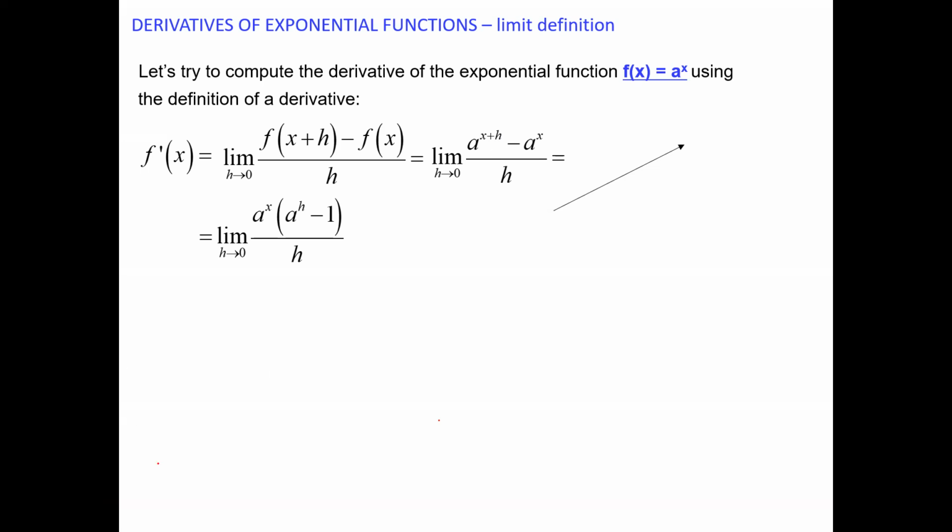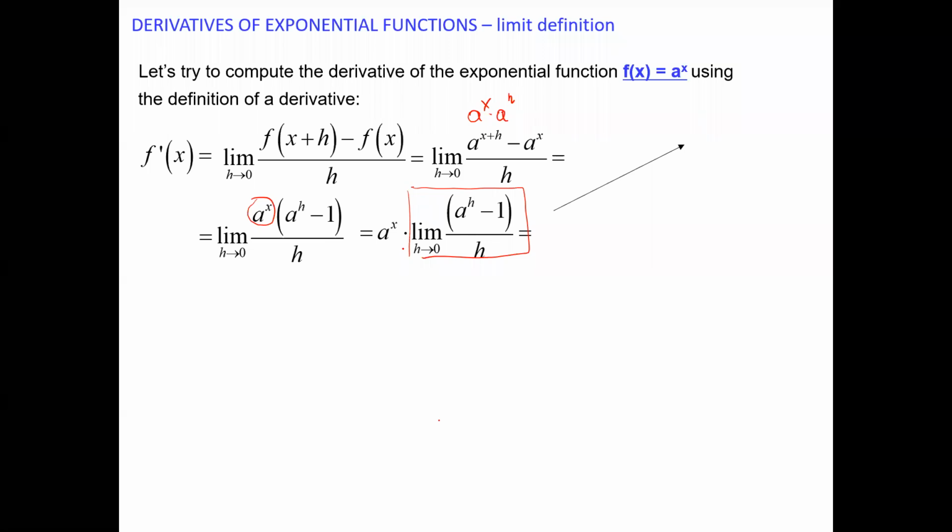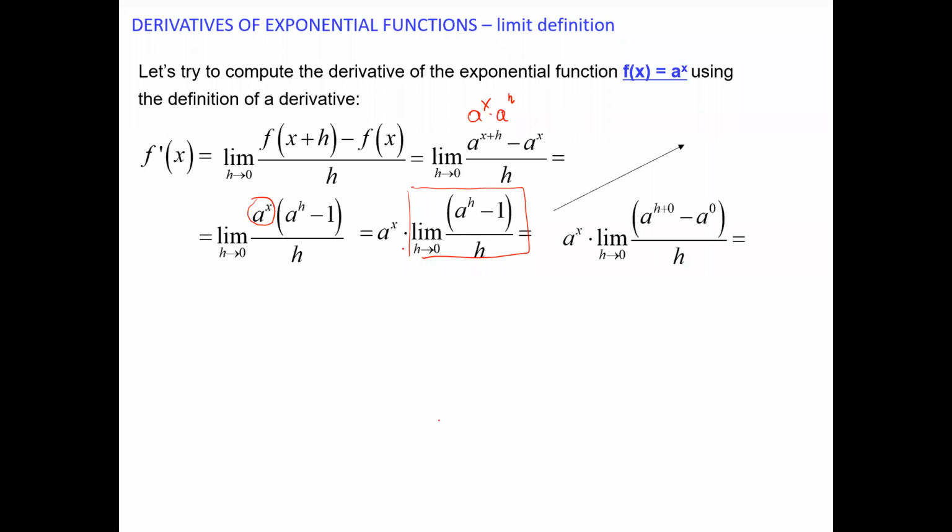A to the power of x times a to the power of h, of course, is a to the power of x plus h. I factor out the common factor a to the x, and we have this. A to the x, which doesn't contain h, we can put outside because that's just a constant. Then we have to focus on this limit. If we can get that limit, that's the success. That will be the formula.